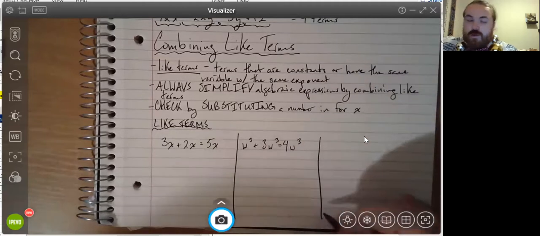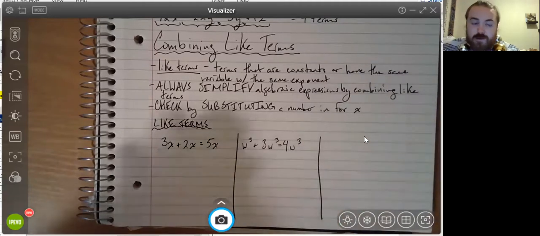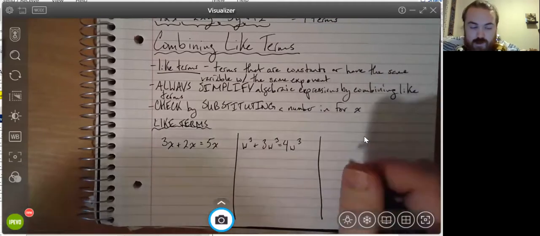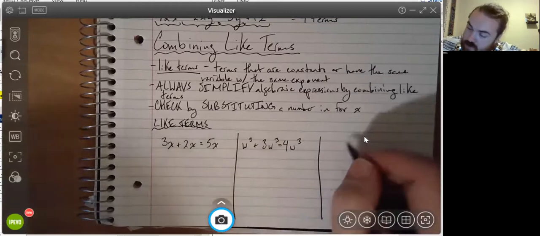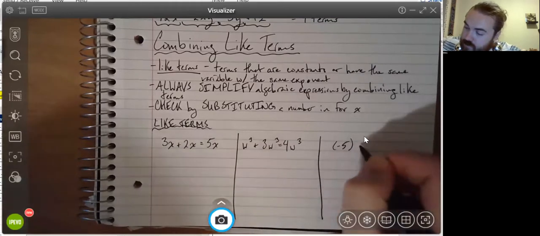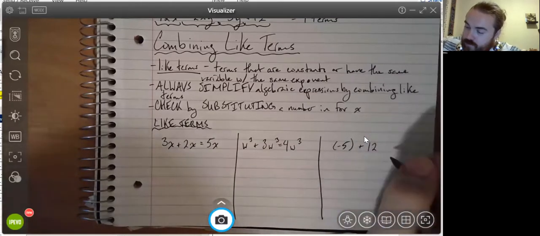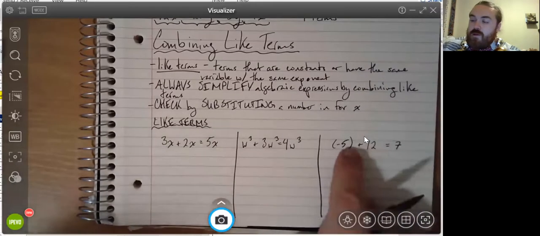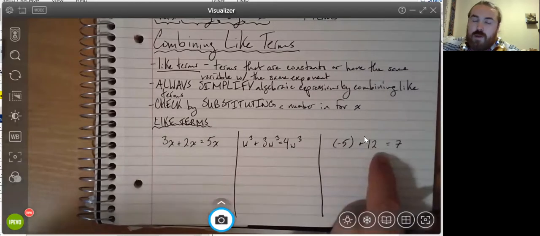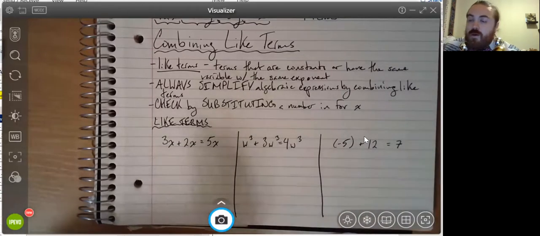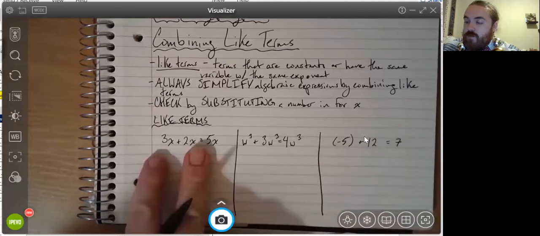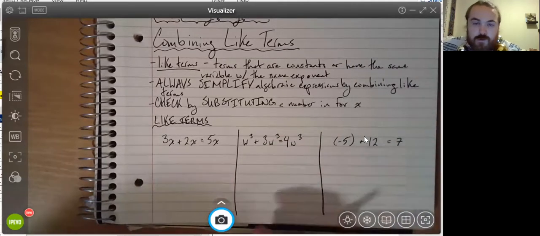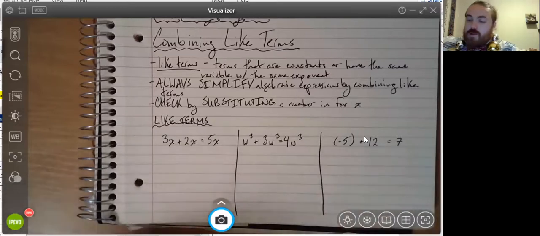And the last example we want to show is just constants. And constants are just regular numbers. So let's say -5 plus 12, that would be 7. Whole numbers don't matter, sorry. Because they don't have a variable, they're just constants, they're like terms. You can always combine them. You know you can add numbers. So let's check these.